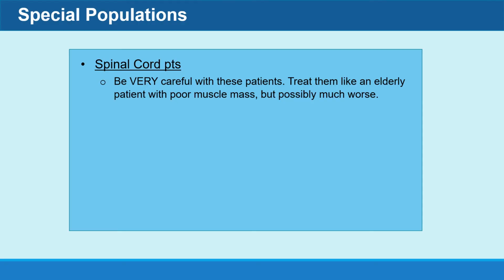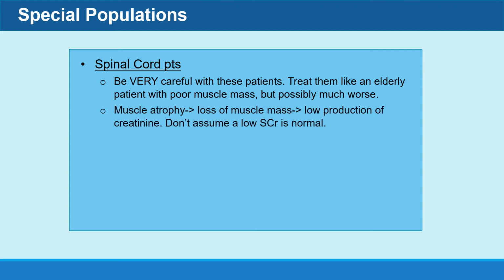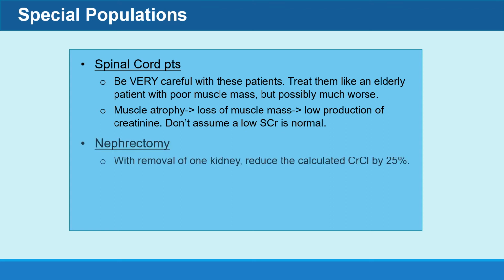Special populations of patients have unique characteristics that we need to take into consideration. One group are spinal cord patients. We know that we need to be very careful with these patients and treat them like an elderly patient with poor muscle mass, but possibly much worse than that. These patients have muscle atrophy, a loss of muscle mass, low production of creatinine, so don't assume a low serum creatinine is normal.